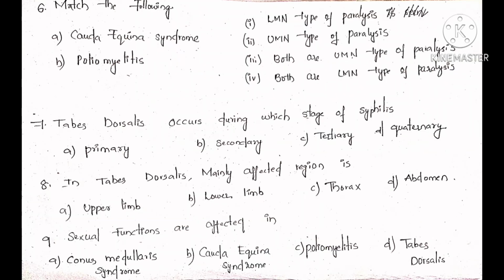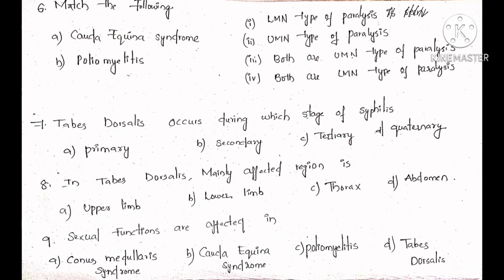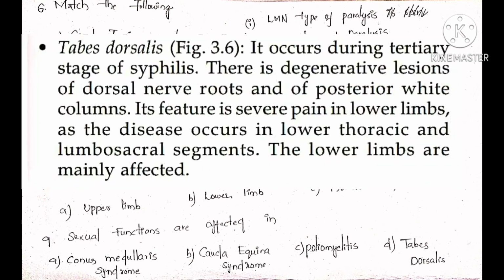Next question, tabes dorsalis occurs during which stage of syphilis? Coming to the answer, option C is the correct answer. Tabes dorsalis occurs during tertiary stage of syphilis. Next question, in tabes dorsalis, the region that is mainly affected is? Coming to the answer, option B is the correct option. Coming to the explanation, in tabes dorsalis, lower limb is the region that is mainly affected because it occurs in lower thoracic and lumbosacral segments.